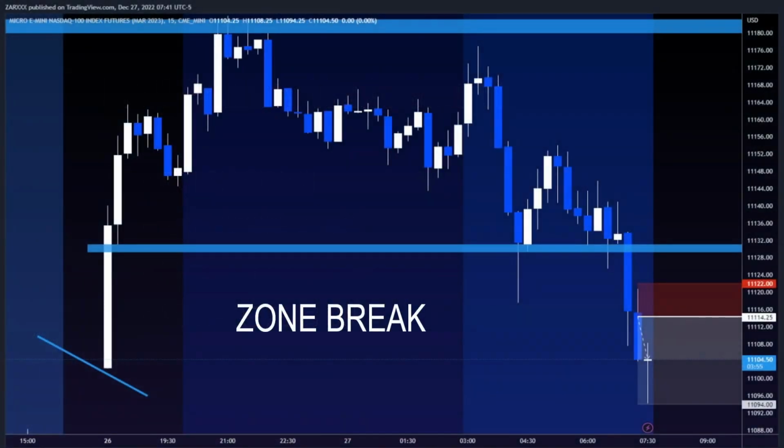Zone breaks, these are the ones that I trade most often, so more than any other setup. This is for scalping and day trading only, of course, nothing to do with swing trading, which I do a lot of, or position trading. But on my scalping, this is what it looks like.